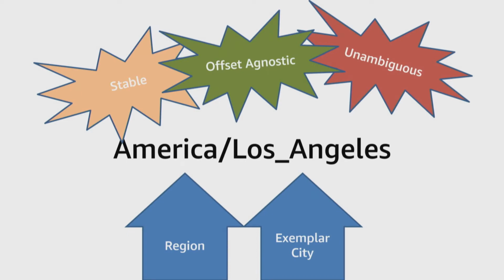These identifiers have a lot of really great characteristics. For one thing, they're stable. They don't change. Occasionally, a city will change its name and will publish a new time zone ID, but generally the old one remains canonical. They're offset agnostic. America, Los Angeles doesn't say how far it is from UTC, does it? That's important because that can change, and it can change arbitrarily in funny ways. And they're unambiguous. Once you see this, it maps directly to a table entry in the time zone database, and you can find out exactly what it means, what the rules are that are associated with it.